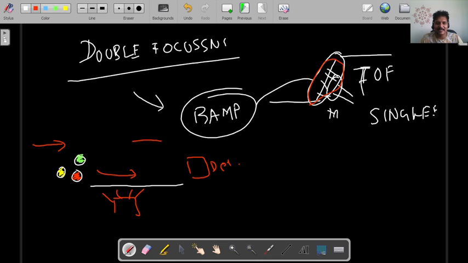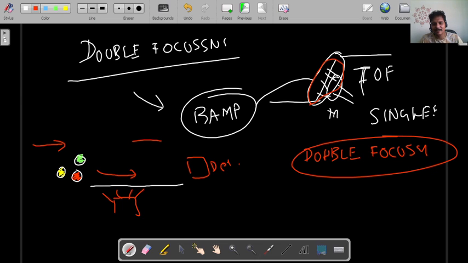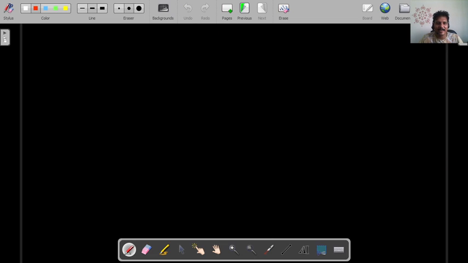That is called double focusing. What we practically do in double focusing is, before we go into the magnetic sector, we initially apply an electrostatic field. So initially your ions are coming out.